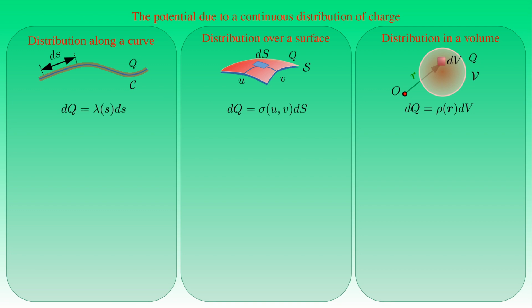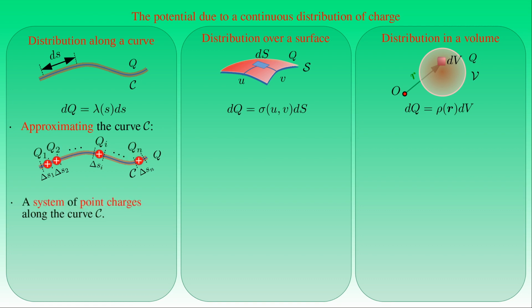In the case of the electric charge distributed along the curve calligraphic C, we approximate the curve with n line segments, where delta S1, delta S2, ..., delta Sn are the lengths of the line segments. If the length of each line segment is much smaller than the length of the curve, then we can also approximate the electric charge Q distributed along each line segment i with the point charge Qi at the middle point of the line segment. As a result, we obtain a system of point charges Q1, Q2, ..., Qn along the line segments approximating the curve calligraphic C.